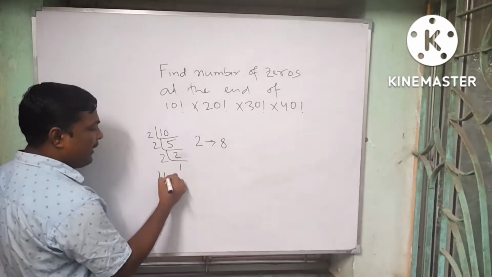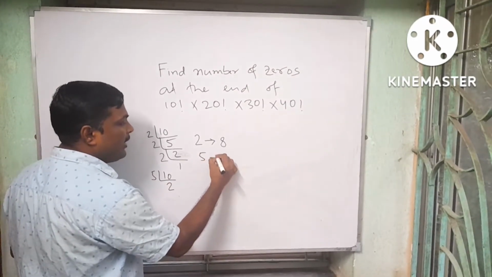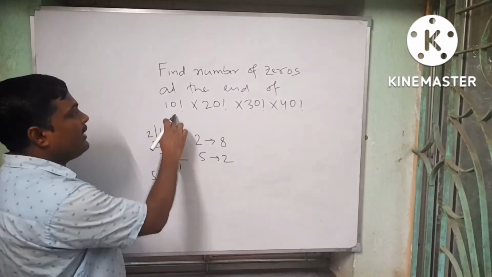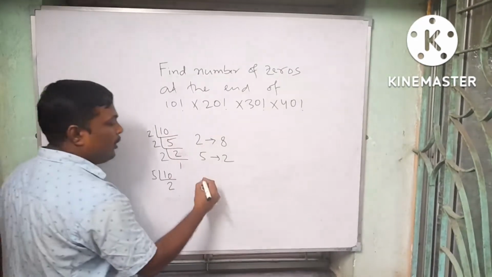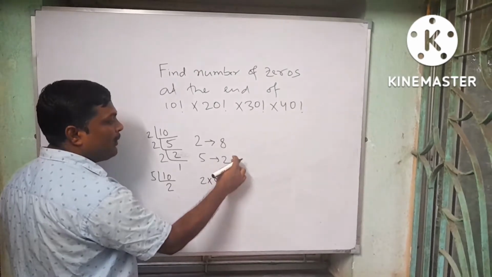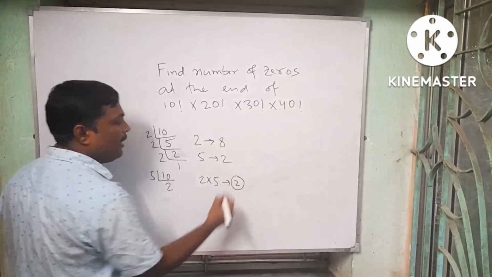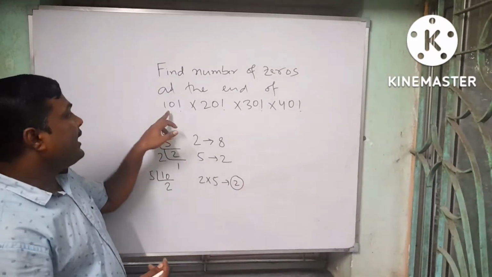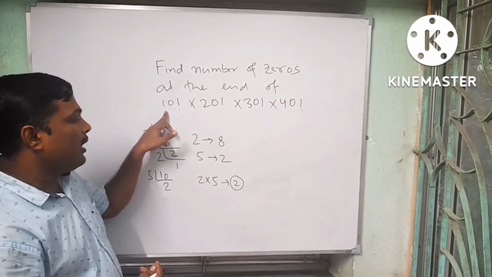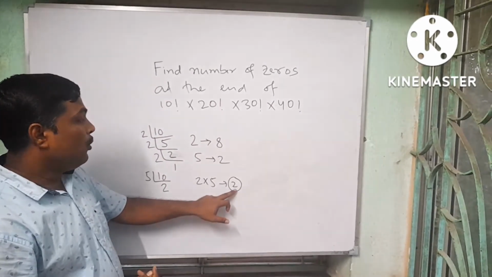Okay, then in 10 factorial number of 5 is 2. Okay, in 10 factorial we have 2 into 5 multiplication possible. Minimum of these two is 2. So 2 into 5 multiplication possible is 2. So at the end of 10 factorial we have 2 zeros.